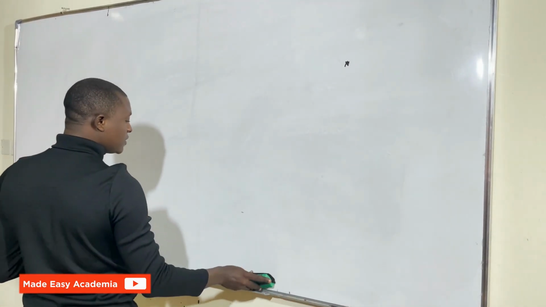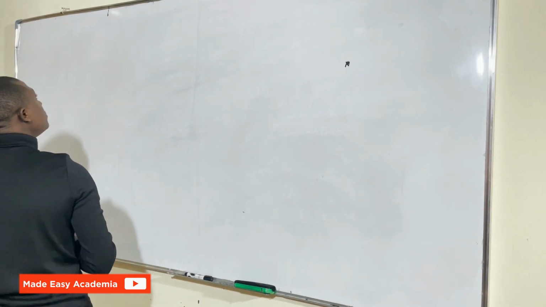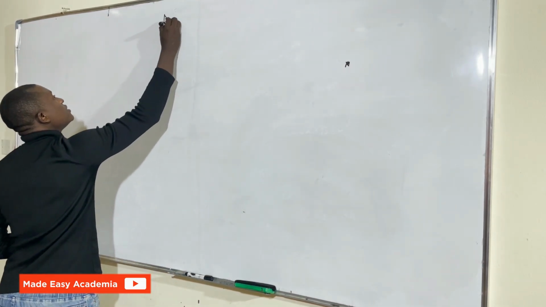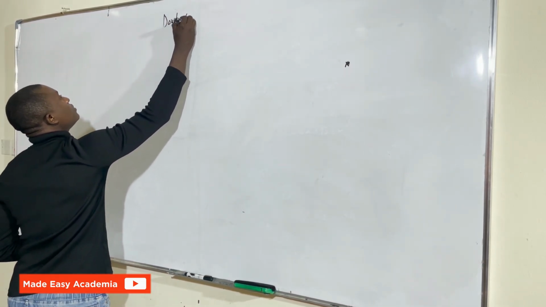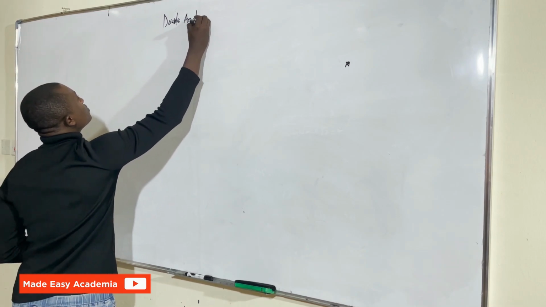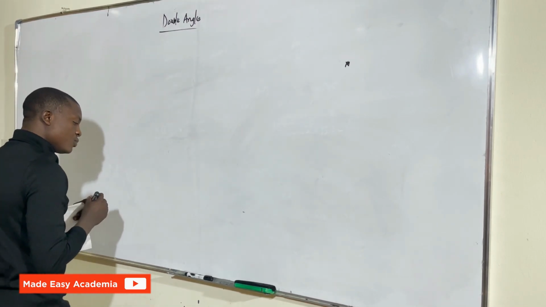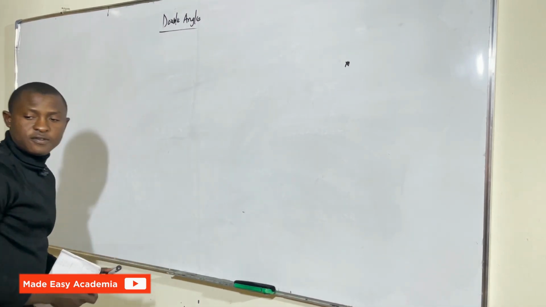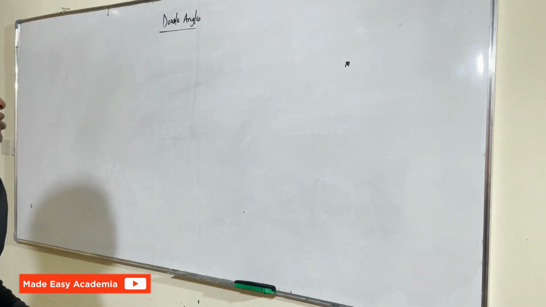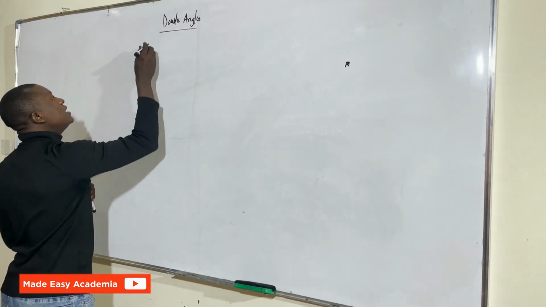Double angle, it has a formula that we need to master. Double angle, where we are given two angles, double angles. So I will derive some and I will give you some to leave as practice. Double angles. Let's take sine for example.